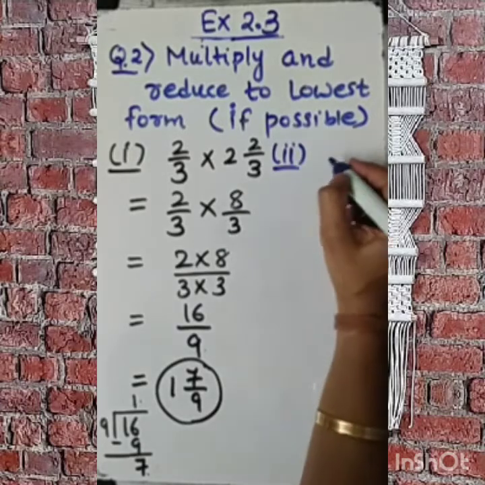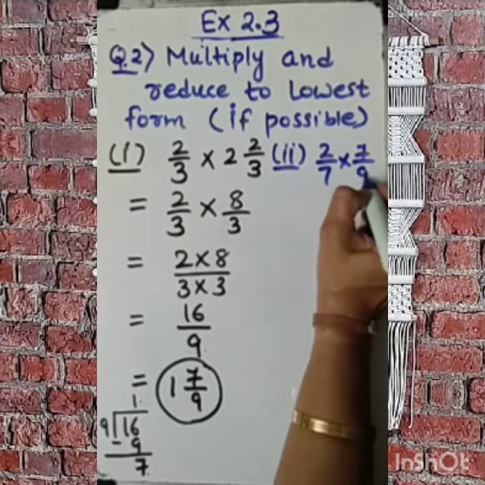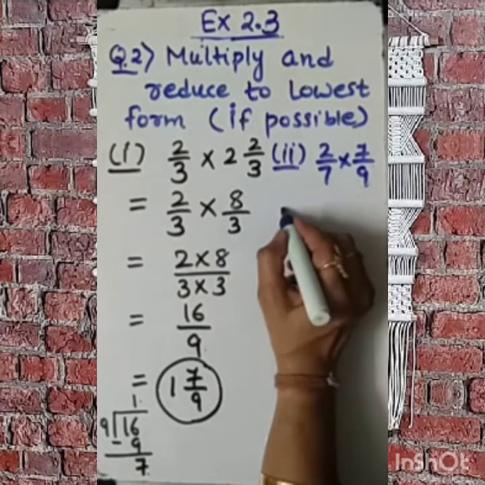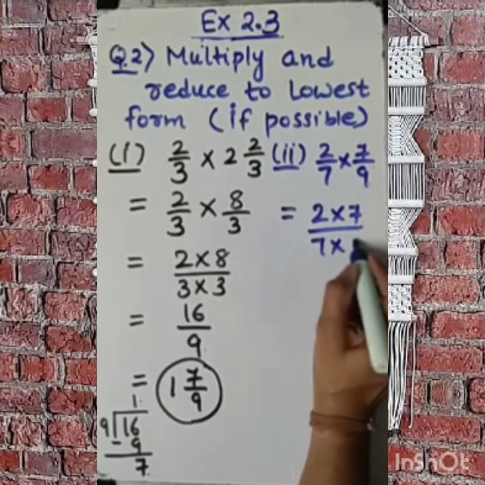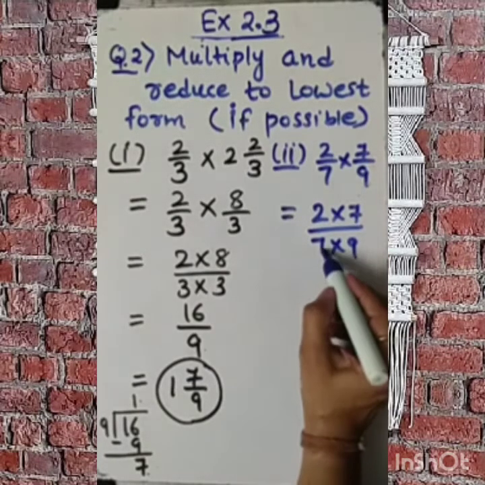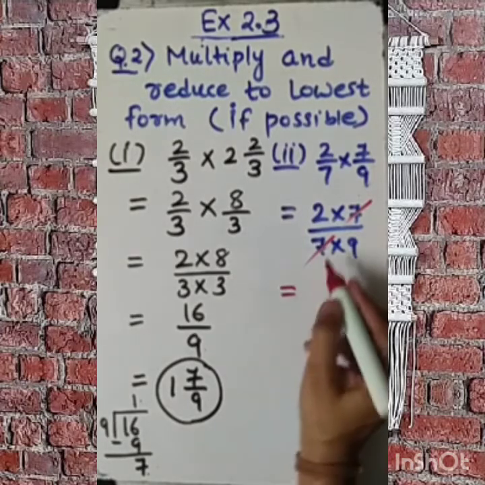I do have space here. 2 by 7 into 7 by 9. Let's try. Just look at your screen. 2 into 7 and 7 into 9. You can see something is common in numerator and denominator. What is that? That is 7.